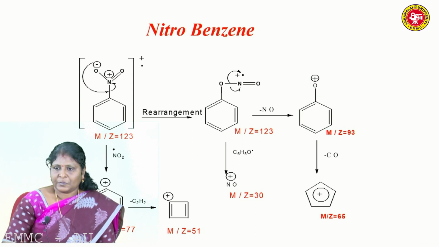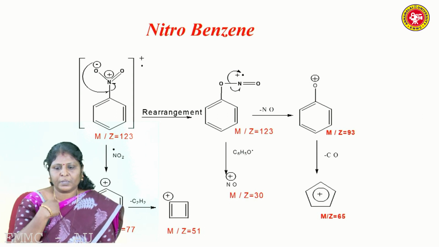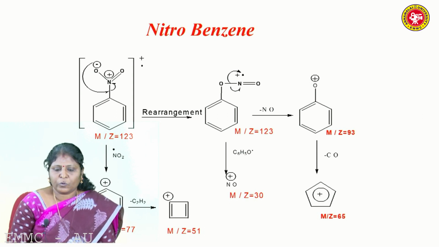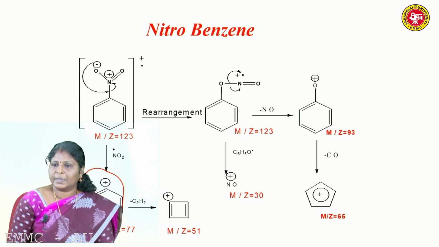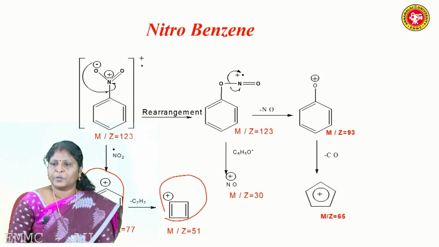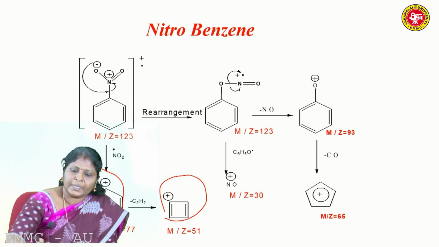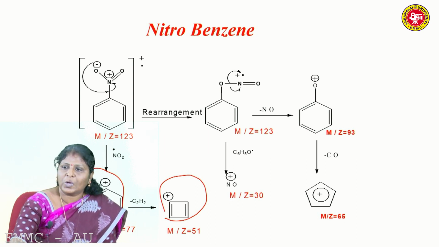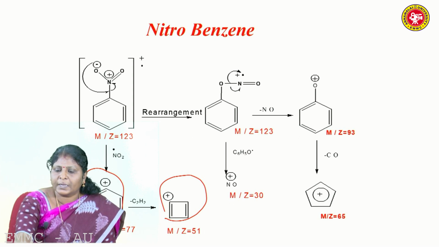Next, nitrobenzene. Nitrobenzene involves two fragmentation modes. It can readily remove NO2+, thereby producing the phenyl cation. We know that the phenyl cation immediately expels one molecule of acetylene, so that it produces the peak corresponding to m/z 51, which is due to the cyclobutenyl cation. In another mode of fragmentation, the nitro compound rearranges into an alkyl nitrite. The molecular mass is similar, m/z 123, for the nitro compound and the alkyl nitrite.